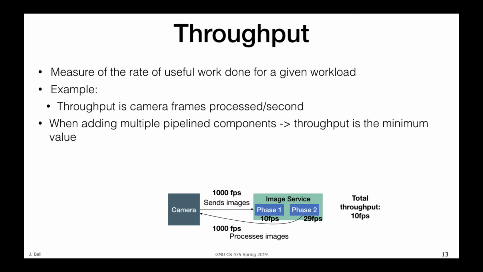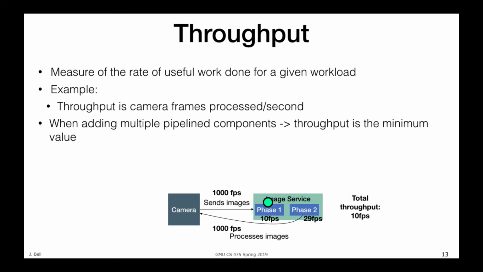Throughput is the measure of the rate at which we do some useful work for a given workload. So continuing our example here with a camera that talks with some image service. The throughput on the camera might be measured in terms of frames processed per second. So the camera takes one frame, one image. So we can measure the throughput of our service here in terms of how many images get processed per second. So the camera might be able to send images across this pipeline at 1,000 frames per second.